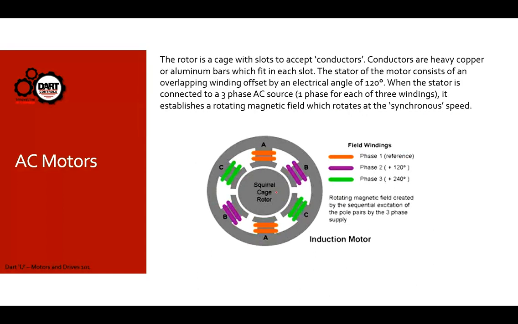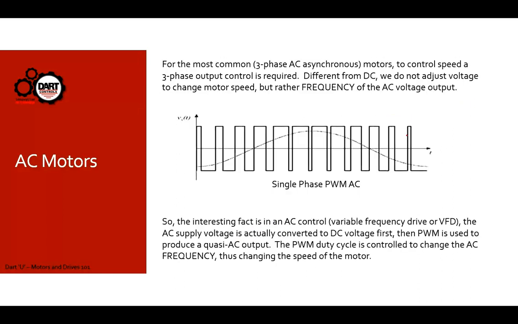So we talked about it already. The rotor is a cage that accepts conductors. We get this induced magnetic field in the rotor, and we get rotation. The speed of the rotating magnetic field is the synchronous speed. So how do we get that? How are we energizing that stator winding?